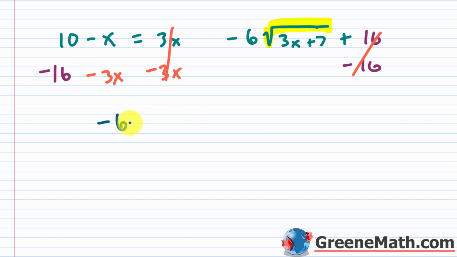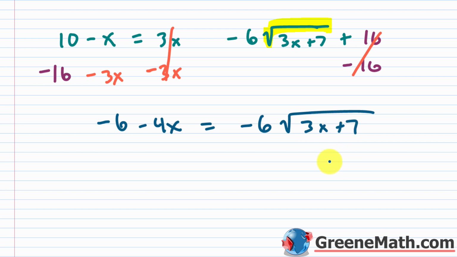So we have negative 6. And then negative x minus 3x is negative 4x. And this equals negative 6 times the square root of 3x plus 7. Just like I talked about when we were discussing how to solve radical equations, you could divide everything here by negative 6, but then you'd have fractions over here. So it's really personal preference. What I would do to make things easier, I would first reorder this and say this is negative 4x minus 6.